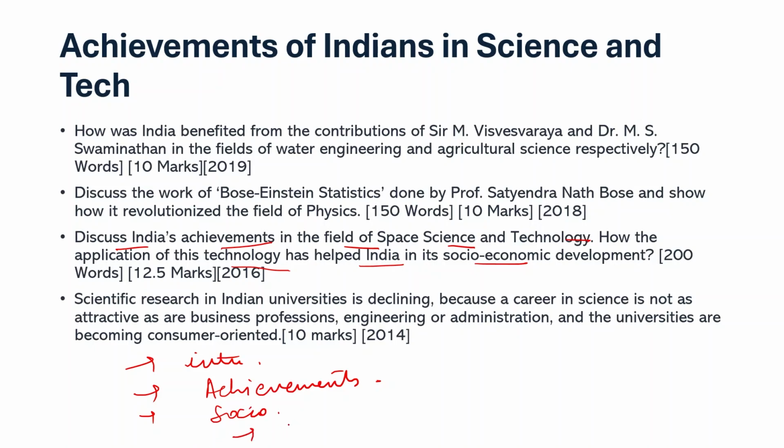Then if you want, you can write about challenges or concerns. Anything that you want, you can write about challenges in space science and technology, right? Then you can conclude. In your conclusion, you can be a bit more futuristic about this sector, about the space sector, right? You can write about the way forward or something like that. Okay.